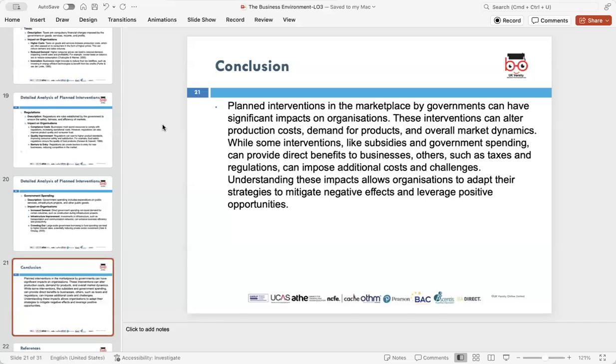Conclusion: government interventions in the market. Any questions so far, if anyone is there? Any questions, any concerns, any issues?